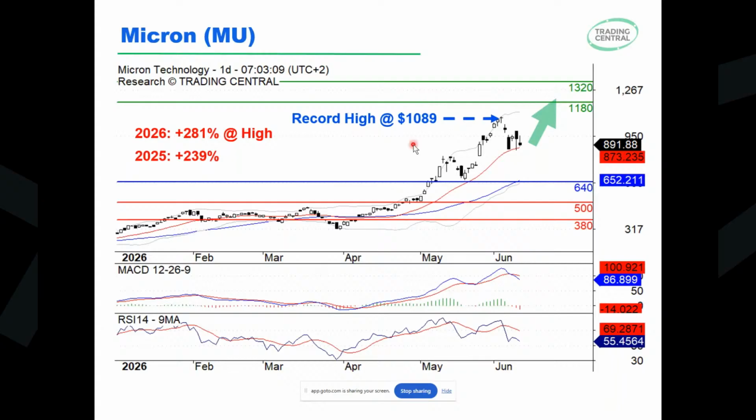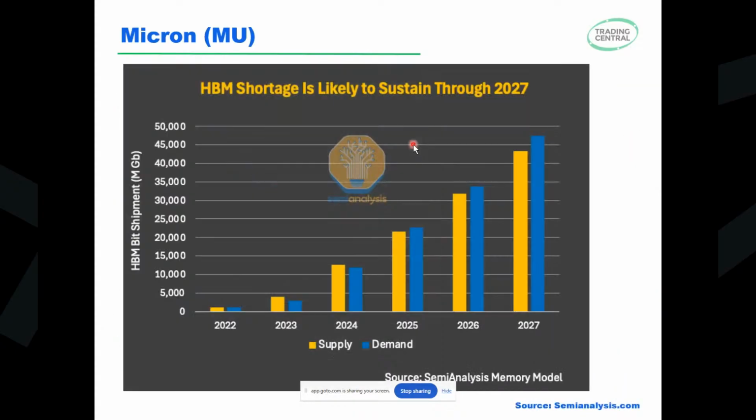Have you heard about HBM, high bandwidth memory? Okay, now this is a statistic where the blue one is the demand. Last year we had demand over supply, shortage. This year we have demand over supply, shortage.